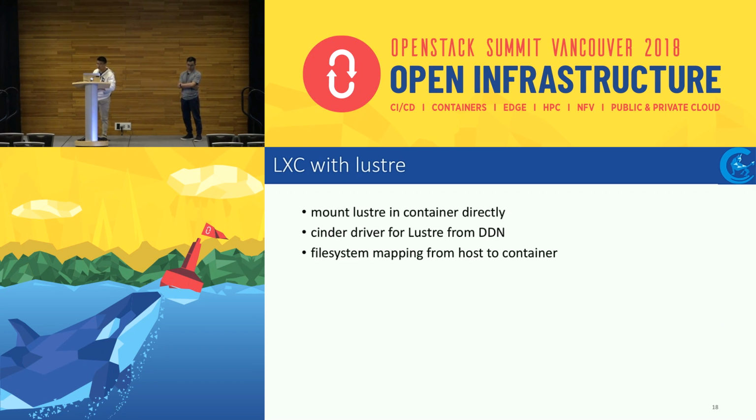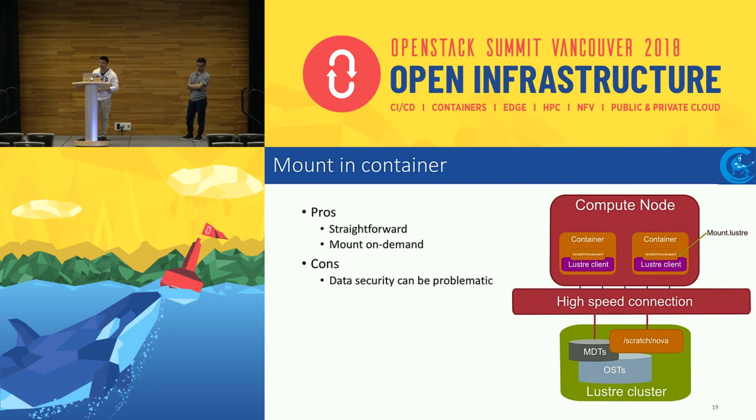After our research, there are three ways to use Lustre. First, mount Lustre in the container directory. Second, use the driver for Lustre from DDN. And third, file system mapping from host to container. First, mounting Lustre in the container is straightforward and mounts on demand, but data security can be problematic. The main drawback in exposing data to OpenStack clients is that file permissions are enforced on the client side. The data could be accessible by all tenants having root access to the instance.